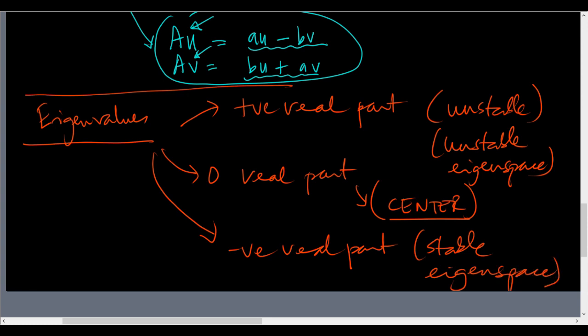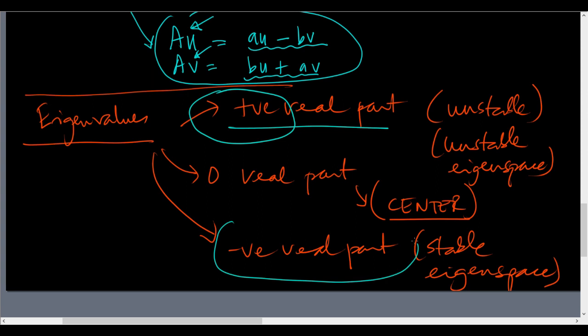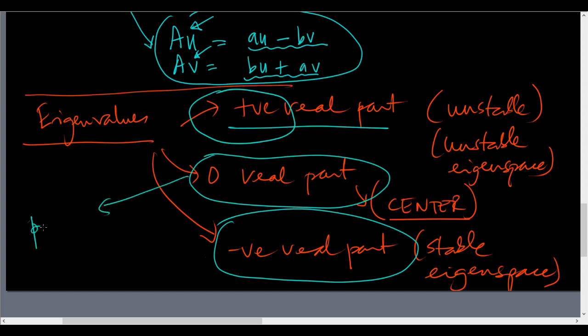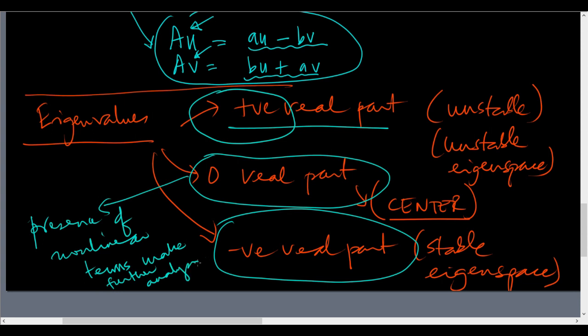Now what I want you to realize is that if there are any such eigenvalues, then that equilibrium is not very interesting, it's unstable. Okay, so you won't see anything there, trajectories won't stay there. And if there are any of these, they will decay out. And when there is something like this, that is the part that will stay, and the presence of nonlinear terms makes further analysis necessary.